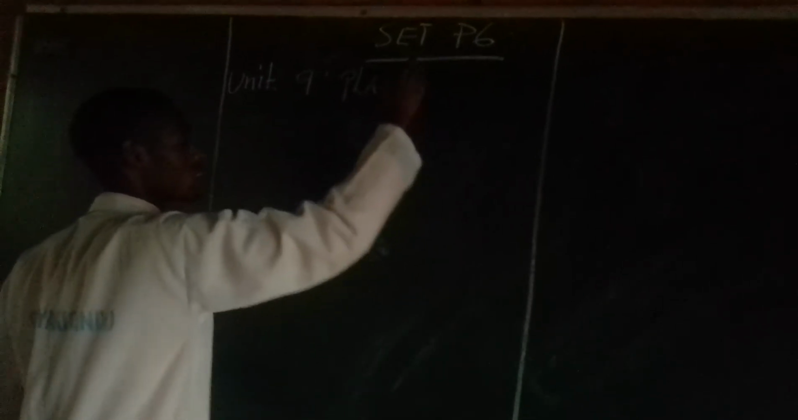Today we have Science and Elementary Technology P6. The unit of today is Unit 9, Plants, the production.